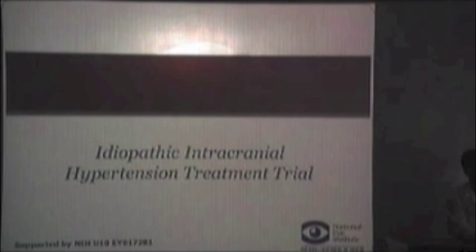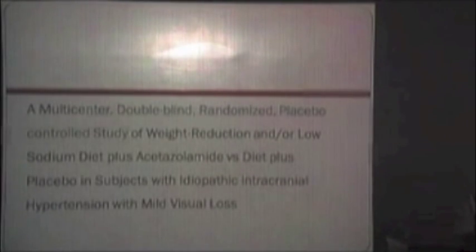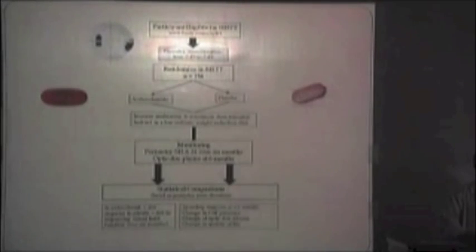And before I open it up for questions, let me briefly talk about a new trial that we're going to start here, the idiopathic intracranial hypertension treatment trial. This is a multi-center double-blind randomized placebo-controlled study of weight reduction and/or low sodium plus acetazolamide versus diet in patients with IIH. So in this study, we are including patients with IIH who are newly diagnosed, naive to treatment, to look at two different things.